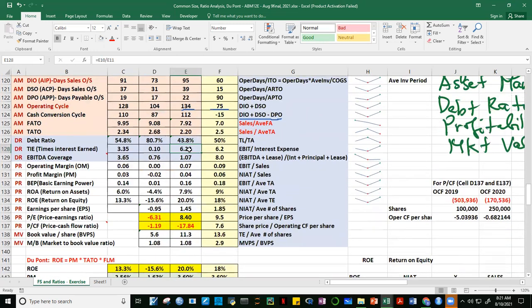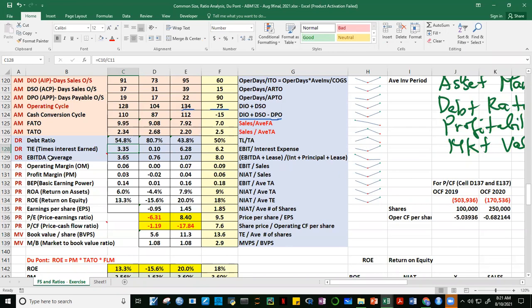So it's 6.28. In fact, mas okay pa tayo compared to our competitor. 6.2 si competitor, tayo 6.28. Okay, we're a bit more capable of servicing interest payments. No? Okay, so dito talaga noong 2019 talagang medyo ang sama ng performance ng company dito. Okay, noong 2020 okay lang kasi 3.35 pesos available to pay a peso of interest expense.